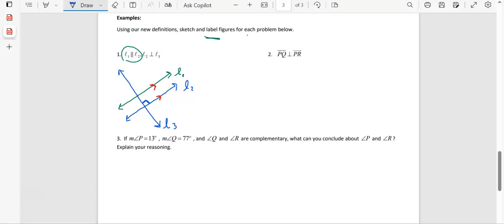Okay, for the second one, again, just practicing lines, rays, perpendicular, just really integrating all of the information that we have. So we're going to start with segment PQ. Because it's a segment, it has 2 endpoints, and I label the endpoints as such. And it is perpendicular to ray PR.